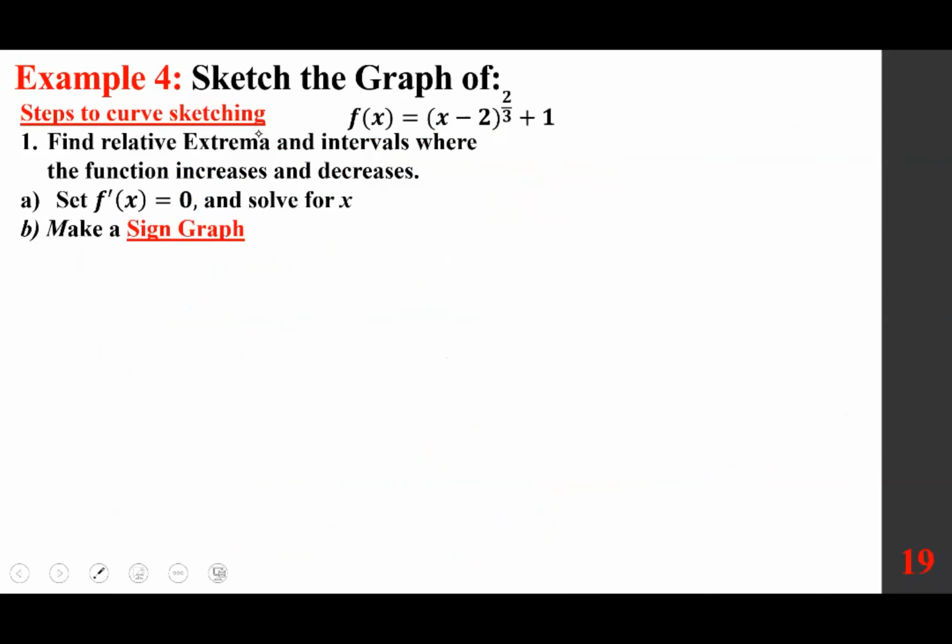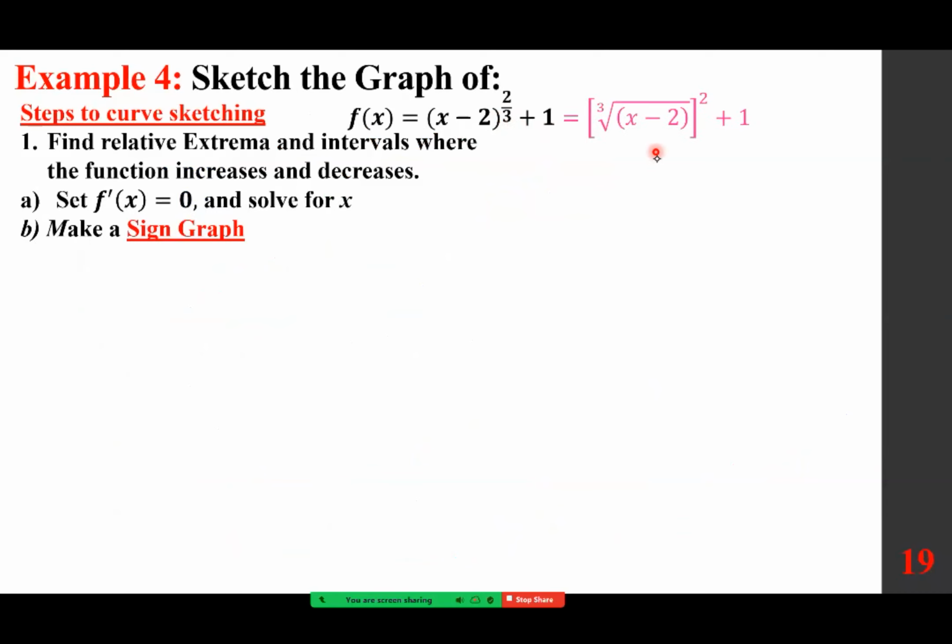We want to sketch the graph of f of x equals (x minus 2) to the power of 2/3 plus 1. I hope you remember we have worked on this when we were finding maximum and minimum, absolute max and min. So I want to show you how to graph this using prior knowledge of mathematics. So I'm going to rewrite this as the same thing, which means the cube root of (x minus 2), to the power of 2, plus 1.